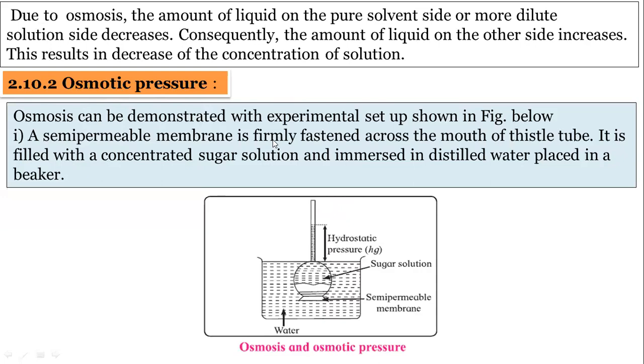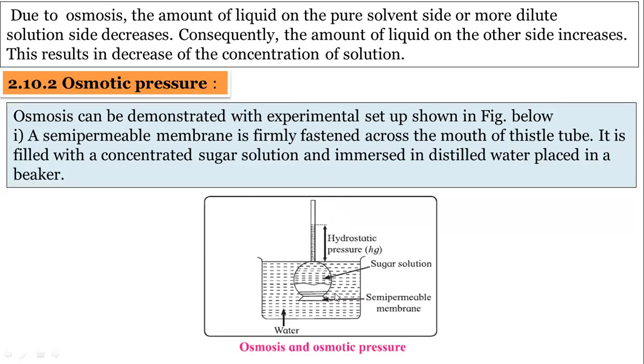A semi-permeable membrane is firmly attached, or tied, to the mouth of the thistle tube. See this diagram, I will explain. This is a beaker, and this beaker is filled with water. And this is a thistle tube, a glass tube with a round bottom. To the mouth of this thistle tube, a semi-permeable membrane is tied. And this thistle tube is filled with sugar solution. So this is the setup of the osmotic pressure experiment.